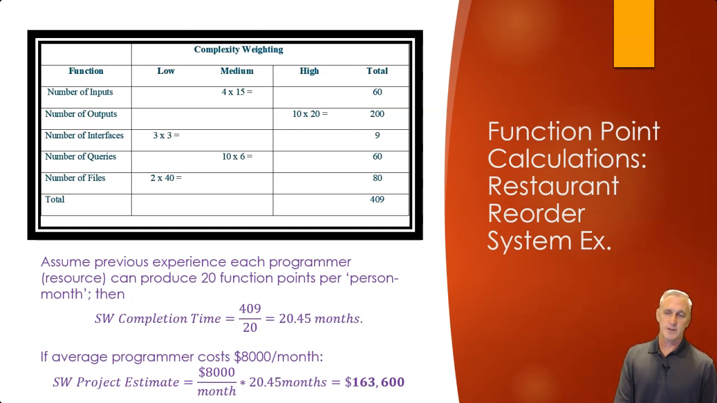So we have 409 function points divided by 20 function points per month. Function points cancels, months goes on top, you get 20.45 months. Now you have to multiply those months times the cost per programmer per month, or the average of your group of programmers. Say they're getting paid $8,000 a month. We multiply that out, then the software project estimate is going to be $163,600. And that's for almost 2 years of work, just shy of that. And that's essentially the function point analysis.